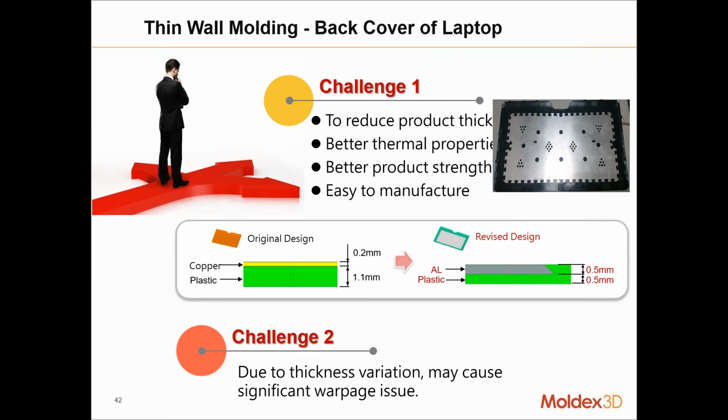And what they were looking at was quite significant warpage because they had thickness variation, right? It was not a uniform thickness. In their original design, they basically had two materials again, as you can see here, with a copper section placed on top and your plastic. You can see what the thickness of the plastic is and what the thickness of the copper is here. And in the revised design, they were looking to replace the copper with aluminum and also increase the overall thickness of aluminum.